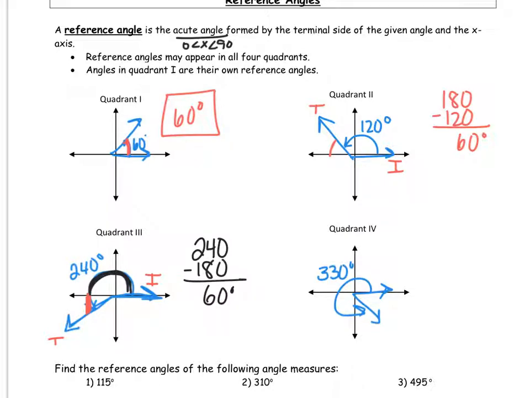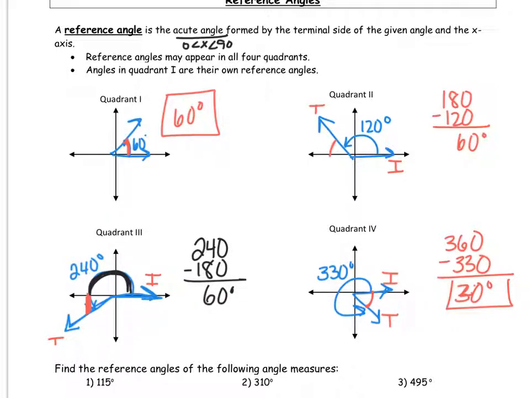Okay? And now the last one would be to find the angle between the terminal side of the angle, that's the terminal, this is the initial, and the x-axis. So here, this angle in here is my reference angle. So if this makes a full circle, I could take a full circle minus 330. So 360 minus 330, and I get 30 degrees. That's my reference angle. Now, it was just coincidental that all three of these were 60. They're not always going to be 60.